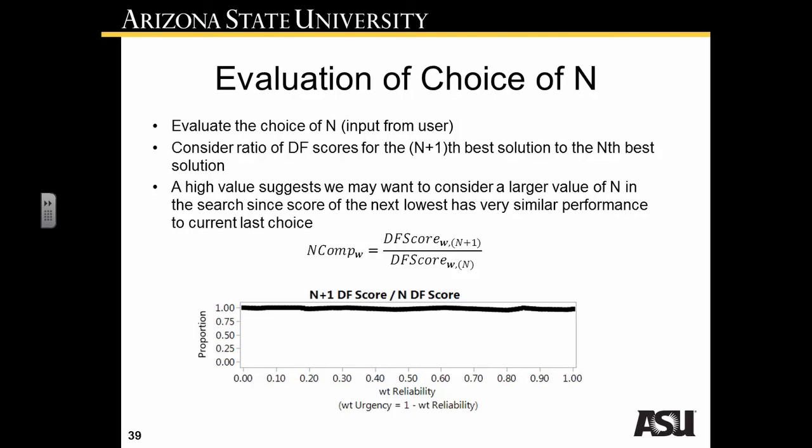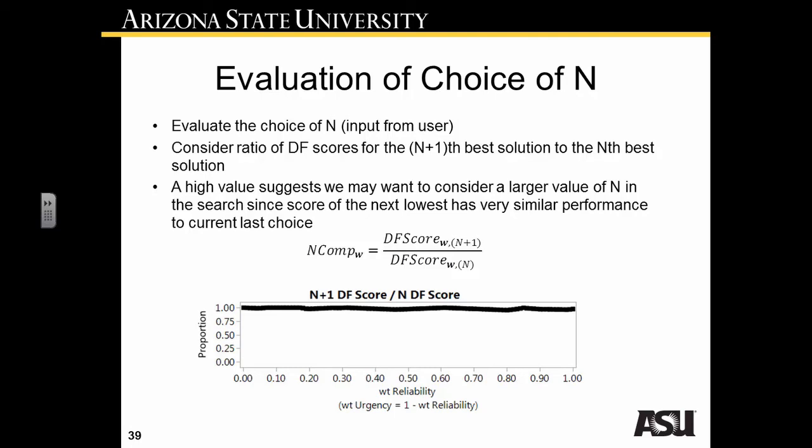So what this plot does is it considers the ratio of desirability function scores for the n+1th best solution to the nth best solution. So for each weight combination, we're going to identify the top n solutions. What we're doing is looking at the ratio of, well, what if we had chosen n+1 as the value of n? How would that n+1 solution compare to our nth best solution? So in this plot, a high value suggests we may want to consider a larger value of n in our search, since the score of the next lowest solution has very similar performance to our current last choice.